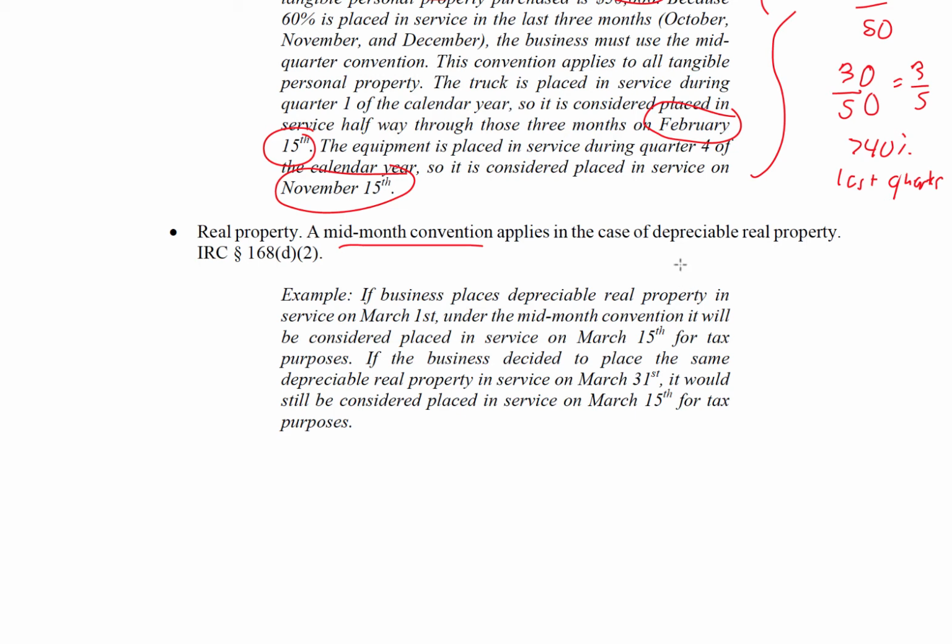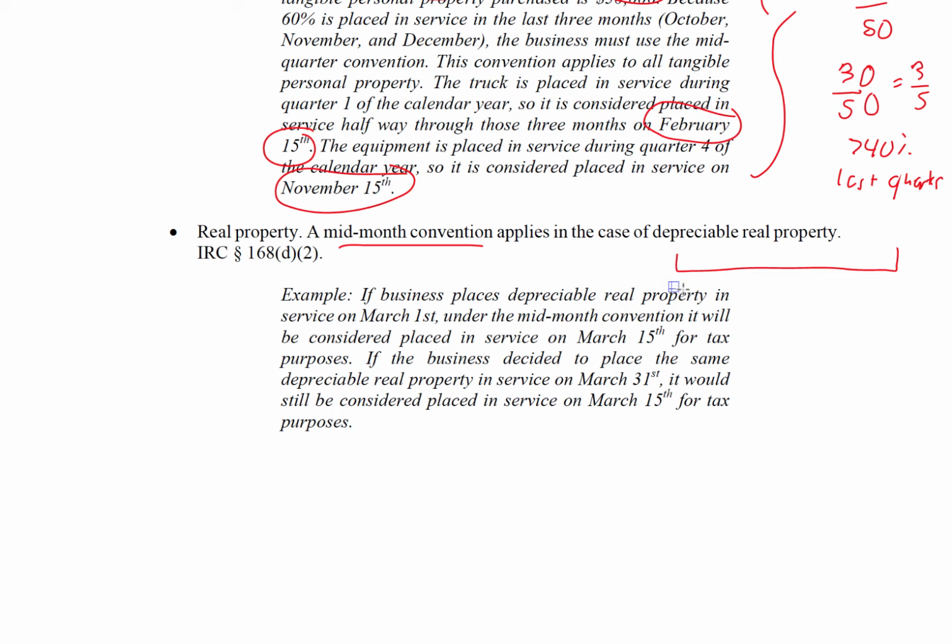Mid-month means, let's say we have a calendar year business. And regardless, it doesn't even have to be a calendar year business, whatever month you have. So let's say we have a business, and this is the month of March. This is March 1st through March 31st.